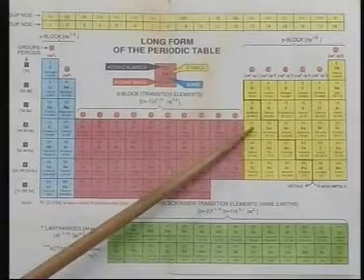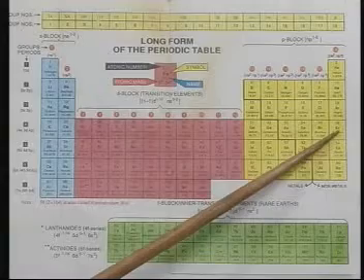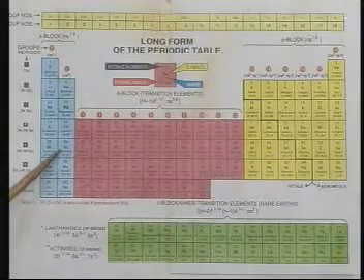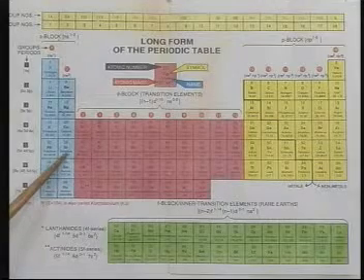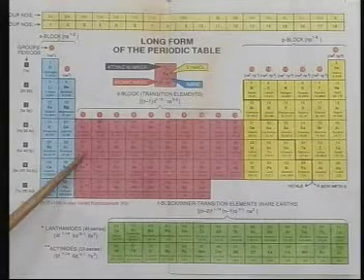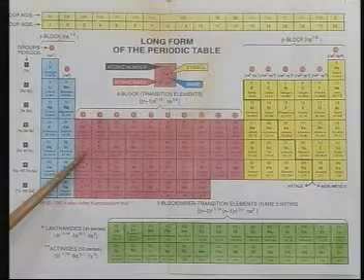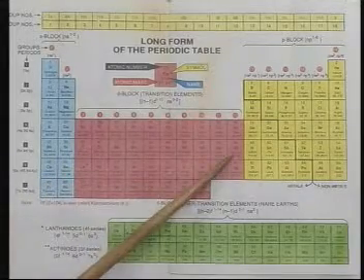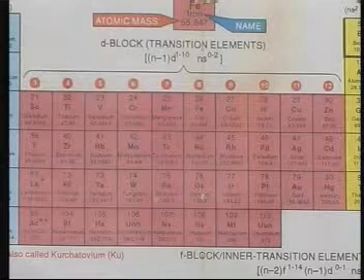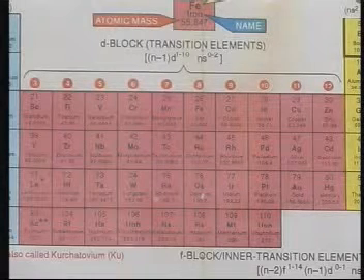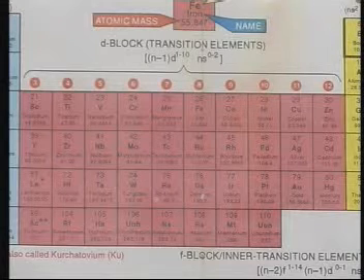After this, again the 4p orbitals are filled. Similarly, strontium has a configuration of 5s2, after which the 4d orbitals are filled from yttrium to cadmium. So, scandium to zinc represent the first set of transition elements, and yttrium to cadmium we have the second set of transition elements.